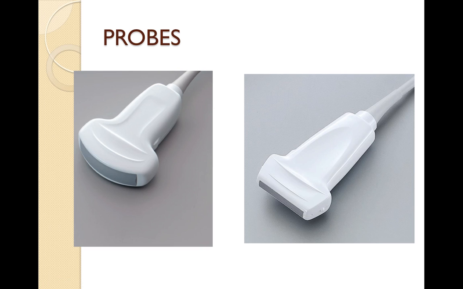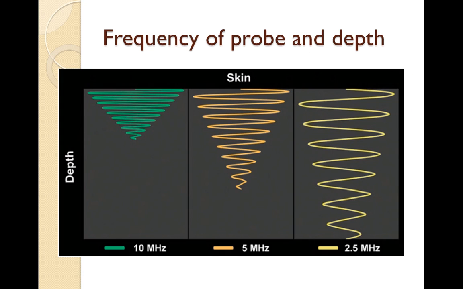blocks like sciatic block in the obese patient or lumbar plexus block, or some of our colleagues also use this curvilinear probe in the thoracic paravertebral block also. Here you can see as frequency decreases from 10 megahertz to 2.5 megahertz, ultrasound wave goes deeper. But with higher frequency, you cannot go deep, cannot see the deeper structures.